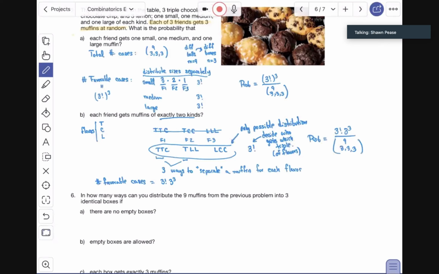What's the 3 to the third power for? The 3 to the third is taking care of the sizes. Not only do you need to separate two triple, you need to separate the triple chocolate ones into a group of two and a group of one. And it could be that the group of one is small and the other side large and medium, or you separate the medium and then the other two, or you can separate the large and then the other two. And that's for each flavor. So that takes care of the sizes, and the 3 factorial takes care of the flavors or the different kinds of muffins.